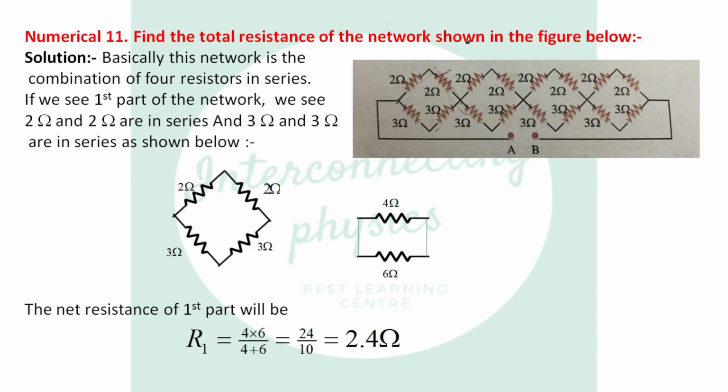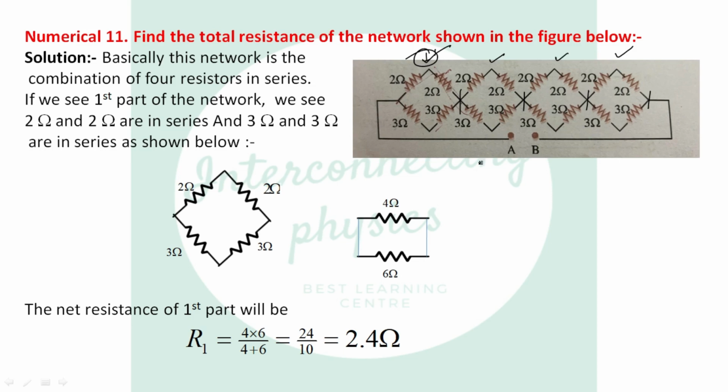Okay, so numerical number 11. Find the total resistance of the network shown in the figure. You see this network: this is 1, this is 2, this is 3, and this is 4. It is 2 ohm, 2 ohm, 3 ohm, 3 ohm, repeated in each unit. That means each unit has the same value of resistances. Now you see 2 ohm and 2 ohm are in series. You see the first unit is repeating four times, so we look at only the first unit.